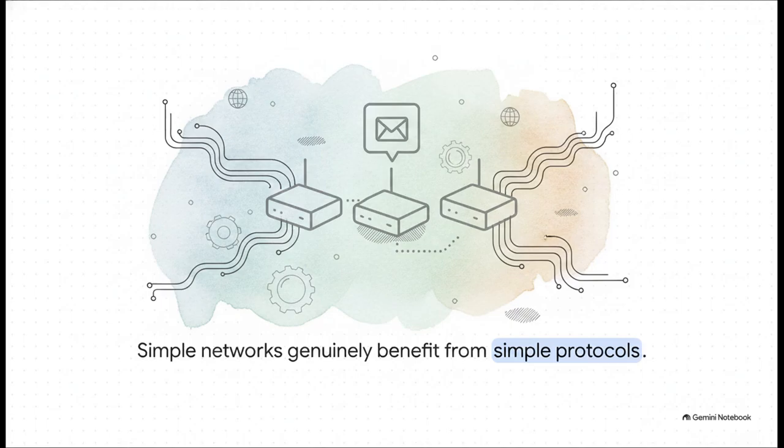And this really hits the nail on the head. You might just be connecting a tiny cluster of devices, say a simple 3-router branch office. In that kind of environment, you really don't need a massive, complicated protocol mapping out a global topology. Simple networks genuinely benefit from simple protocols. For small deployments where simplicity completely outweighs raw speed, RIP's basic distance vector approach is actually a massive advantage.